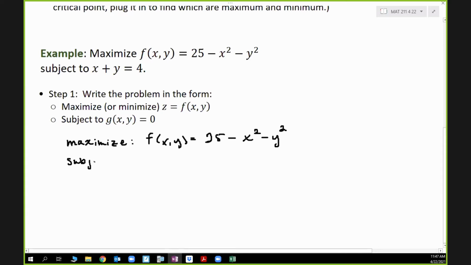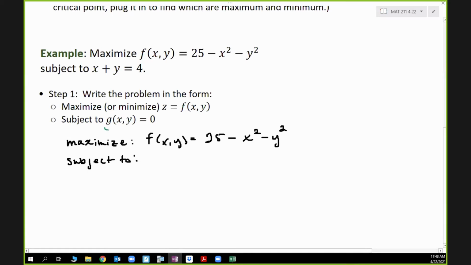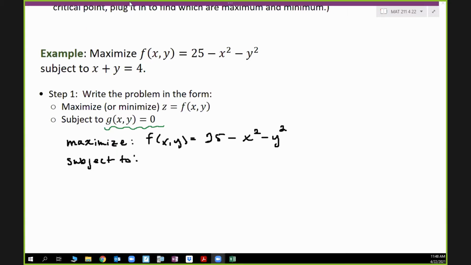And our constraint, the thing that we're maximizing is going to be subject to, we need to write in this form, g of xy equals 0. So in a minute, I'm going to put up a poll to identify what g is.